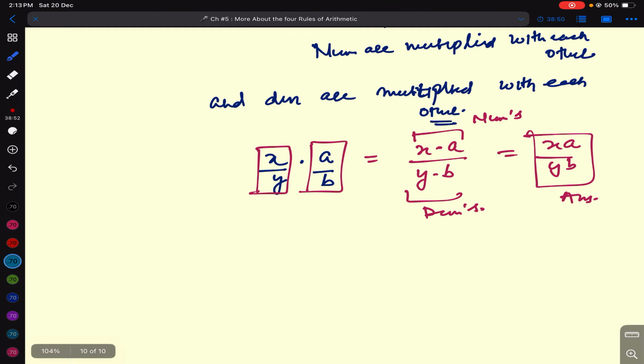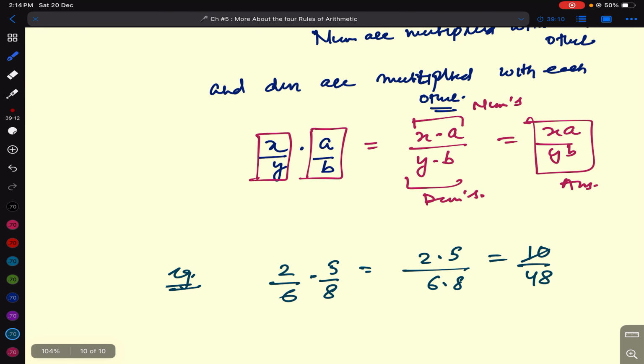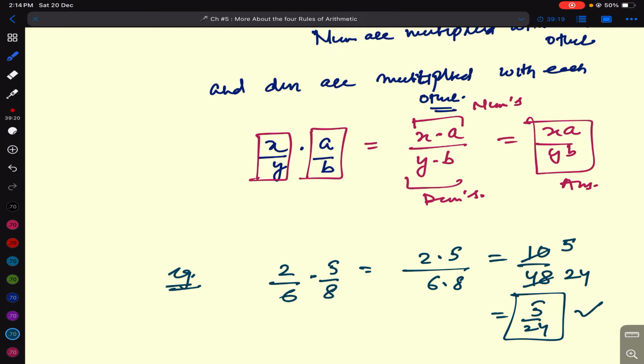Now this was your general case. Let's take an example with numbers. Let's say you have 2 over 6 times 5 over 8. Now you multiply 2 with 5 and 6 with 8 in the denominator. So this is 10 over 48. Now when you simplify this, this is 2 times 5 and this is 2 times 24. This is 5 over 24. Clear? So this is how we perform the multiplication of two fractions. I hope that makes sense.